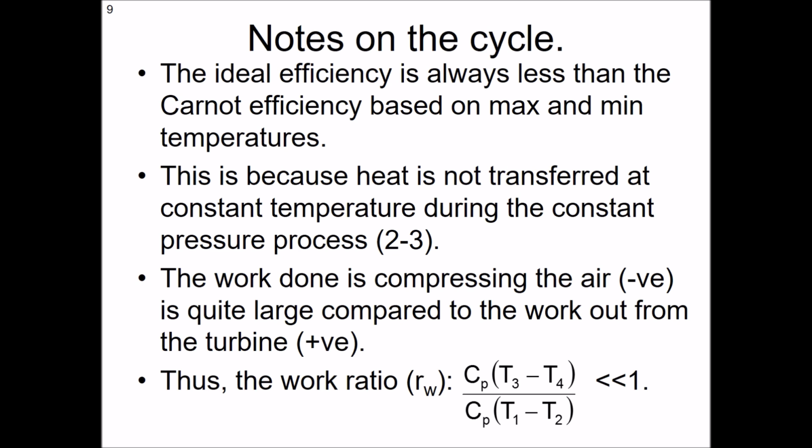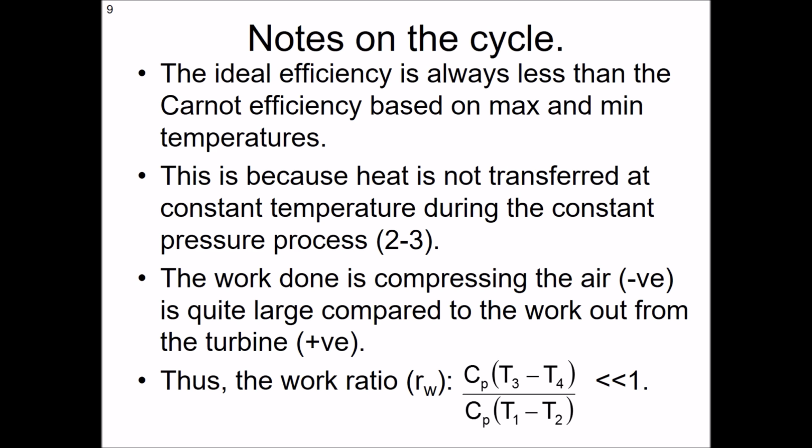So heat isn't transferred at a constant temperature during these constant pressure processes. The heat is transferred over a range of temperature scales, so we're going to get different interactions and different energy qualities as we start to change the temperature. The work done in compressing the air, so we have to compress the air. Where do we get that energy from? Well, we get it from the turbine. So it's quite large. It's comparable to the turbine work. So they're not a huge distance away from each other.